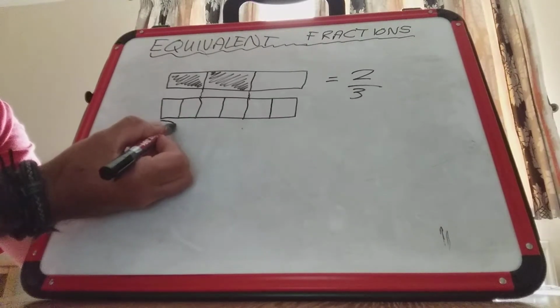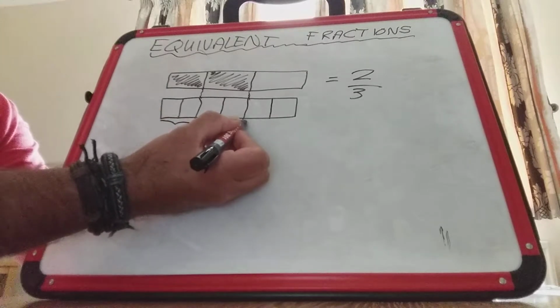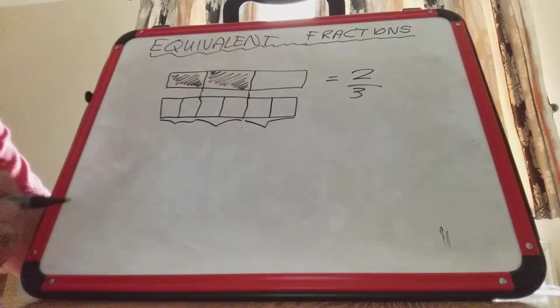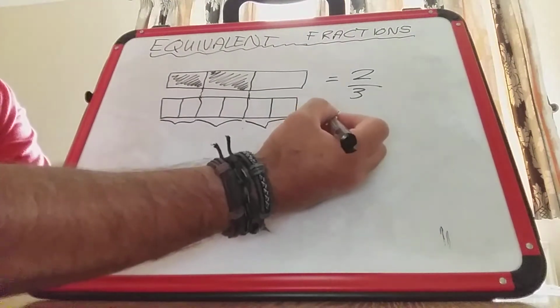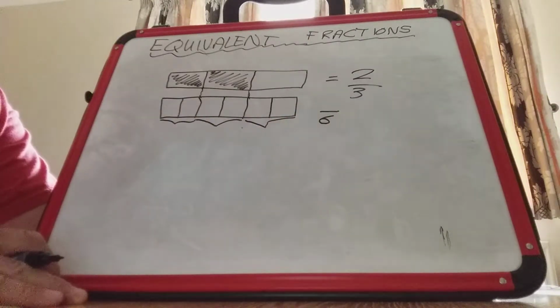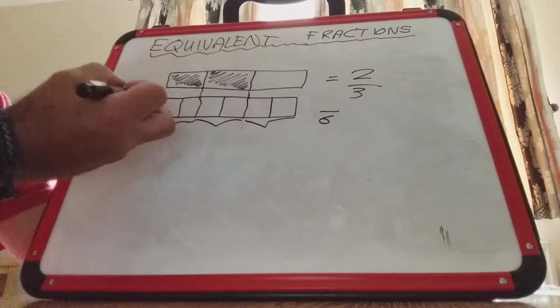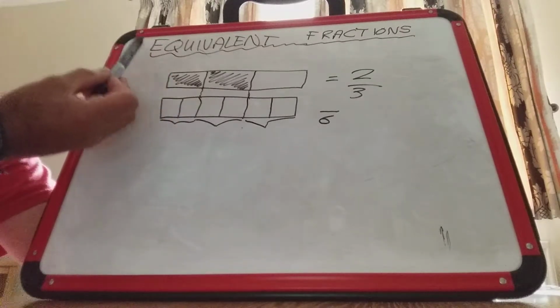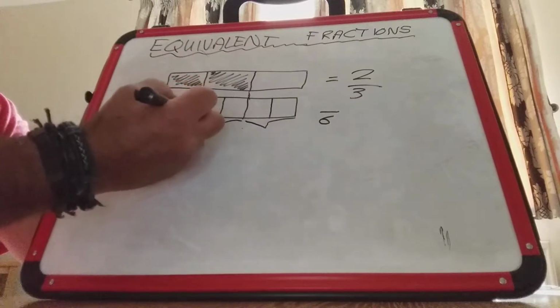So if you remember, this is originally a third, this is also a third, and this is also a third. So each of those thirds is now broken up. So now what we've got is not thirds, but sixths, okay, because there are 6 parts. And all I need to do now to make the equivalent fraction is to shade in exactly the same amount.